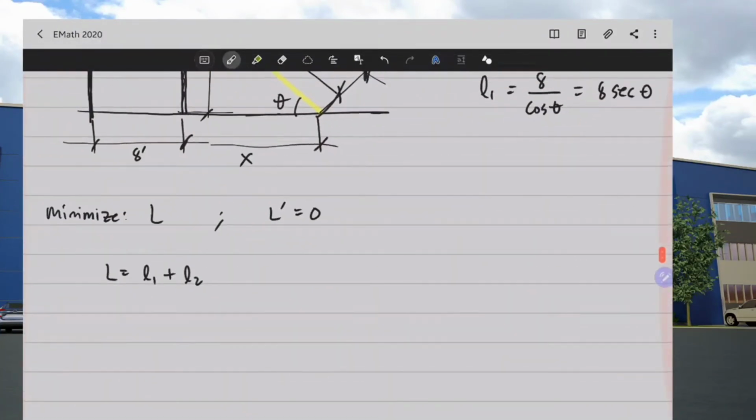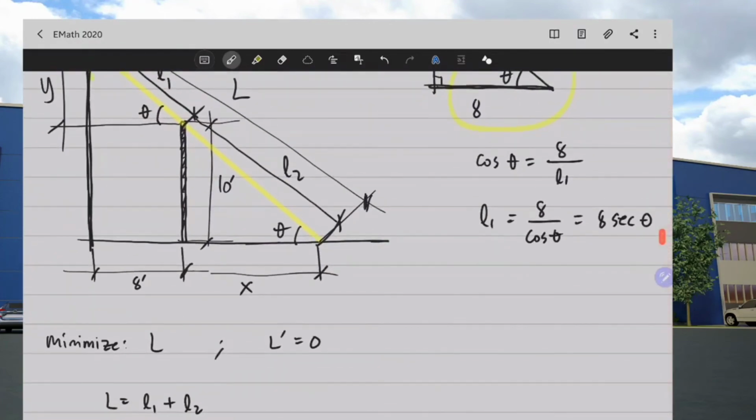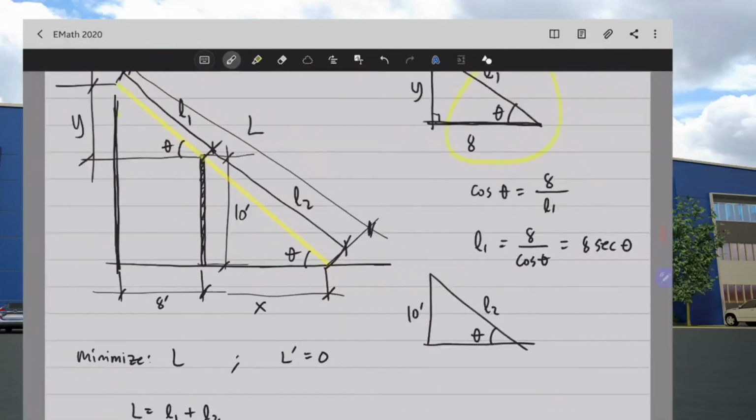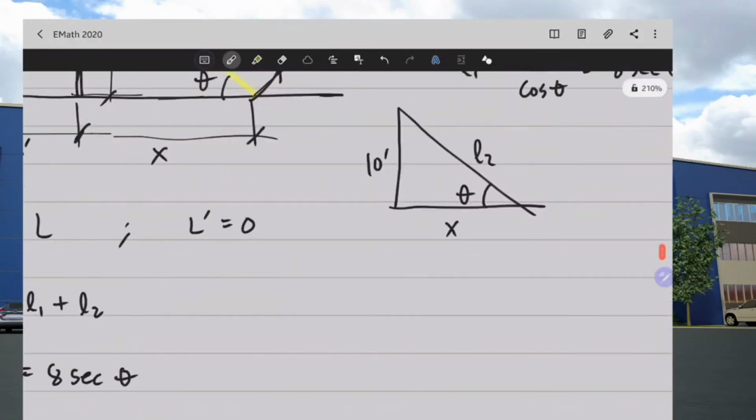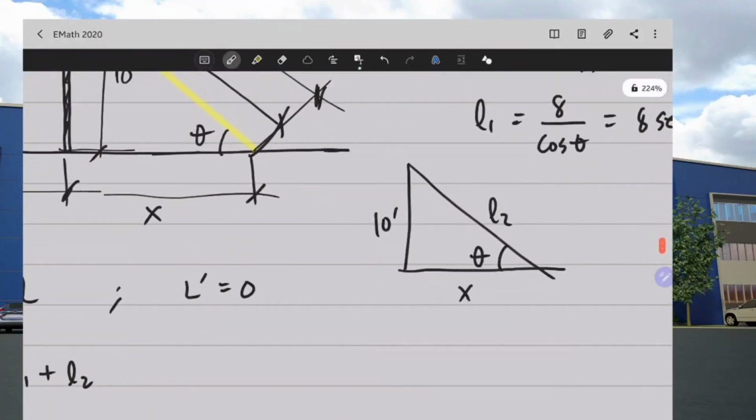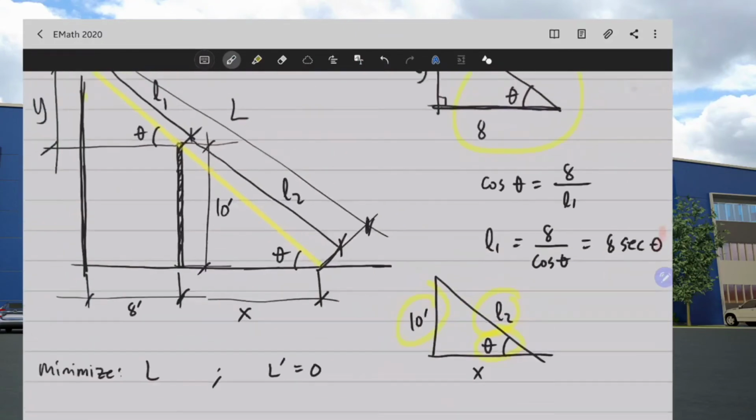So therefore, L1 is equal to 8 secant theta. Then let us look at L2. For L2, ito yung na-form na triangle. So this is L2, this is still theta, and the opposite is 10 feet. Okay? So may x tayo dito, but you don't need to involve x because ito pa lang, this angle and 10 is enough na pwede natin i-relate.